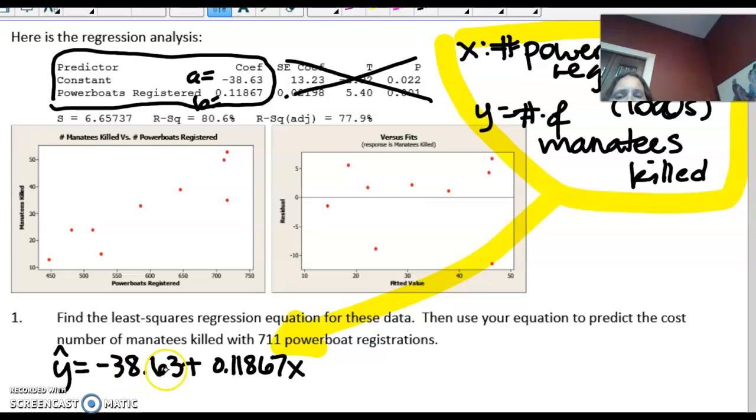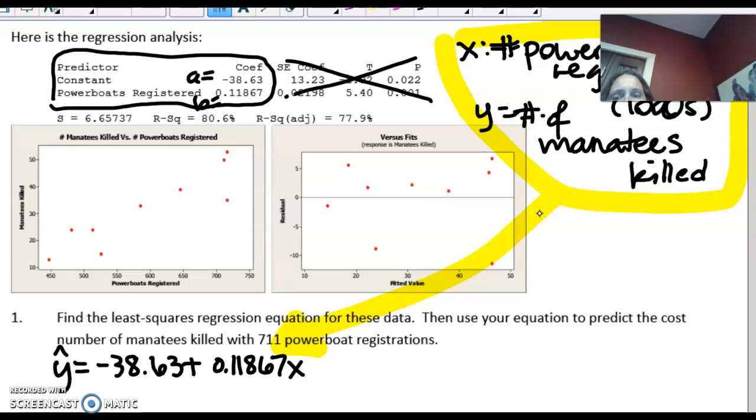Okay, so I've taken the A and the B and I plugged them in and I have my equation y hat equals A plus bx. Also up here I've highlighted that I've already defined what X and Y are in context. If you didn't do that already somewhere on the page, you should do that now.